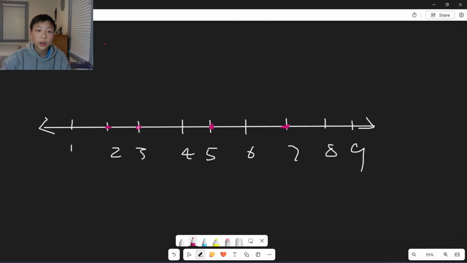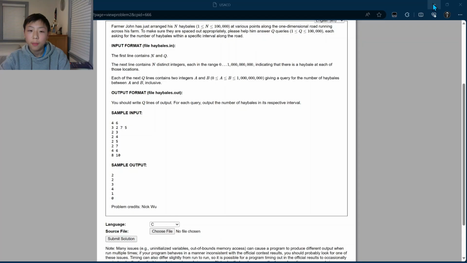Okay, so we have these hay bales. Now we're going to answer the queries. The first query is going to be 2, 3. So it's saying from position 2 to 3. If we look at this interval, we have 2 to 3 right here, and there are 2 hay bales in that interval. So our answer would be 2. And we can see that indeed our first answer is 2.